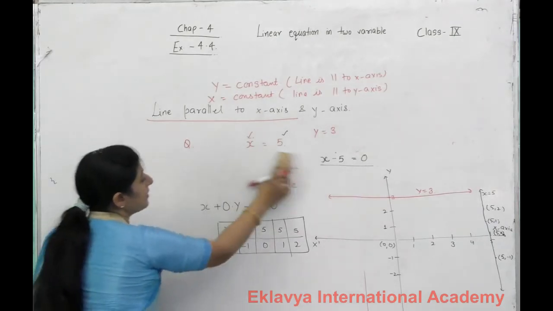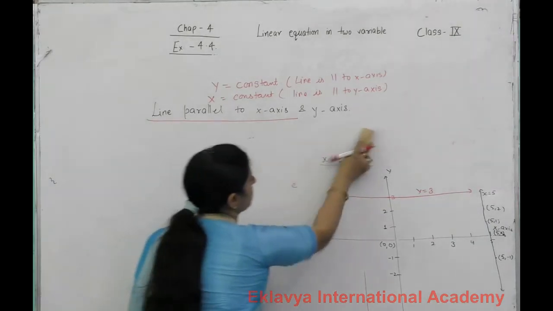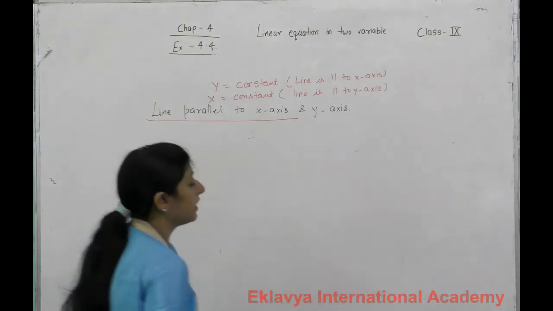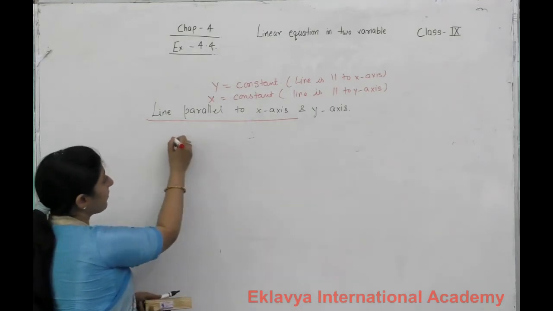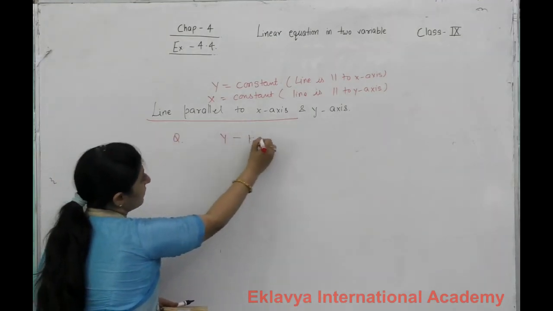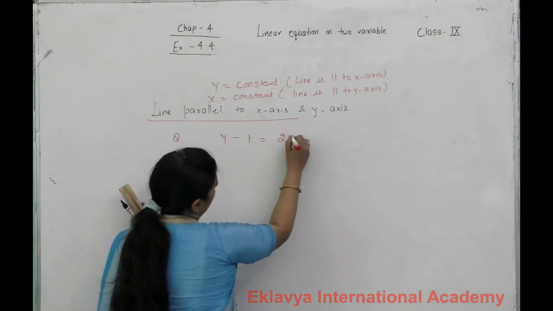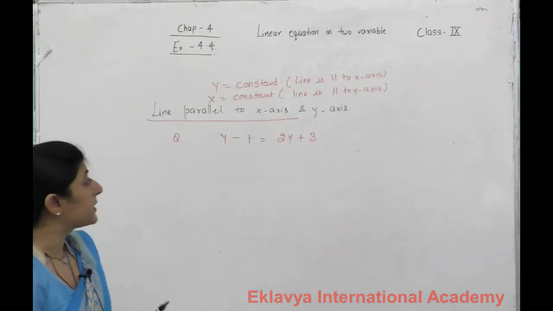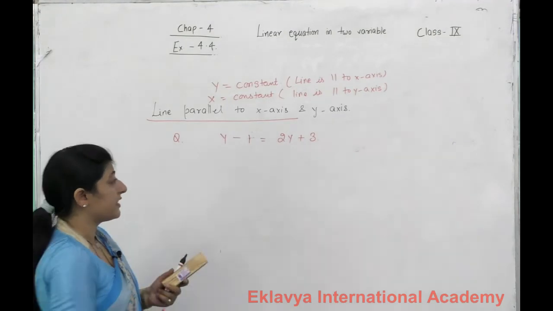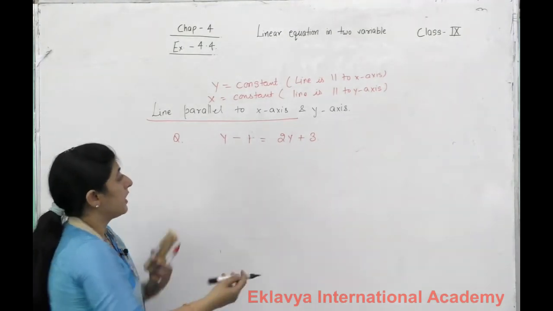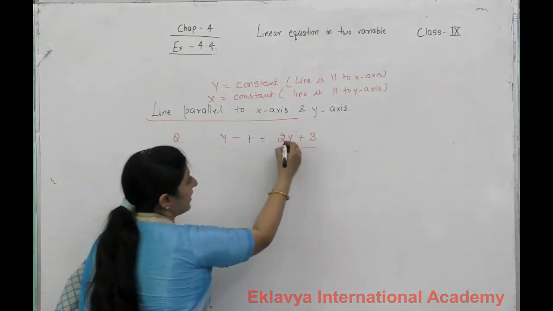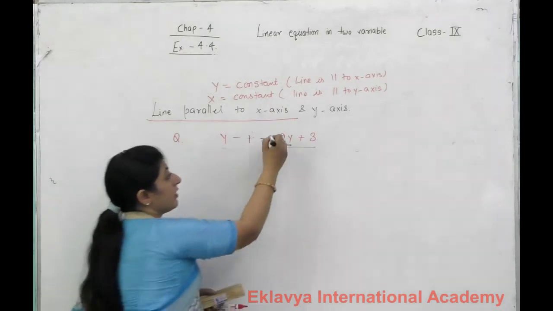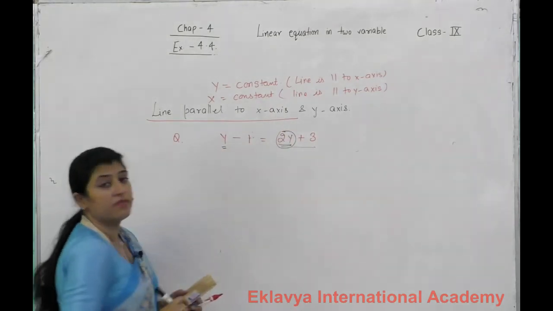Take another example. Suppose it is given to you y minus 1 is equal to 2y plus 3. Firstly, solve this equation and represent it in one variable. How to solve? Here we have 2y, and here we have only y.